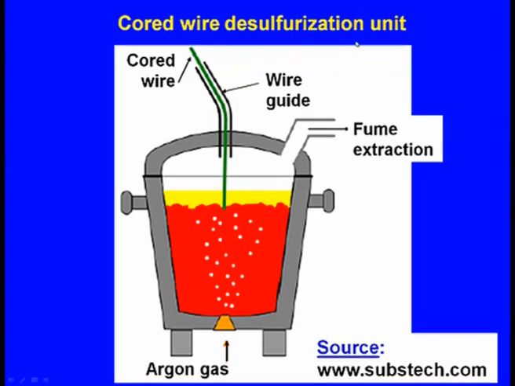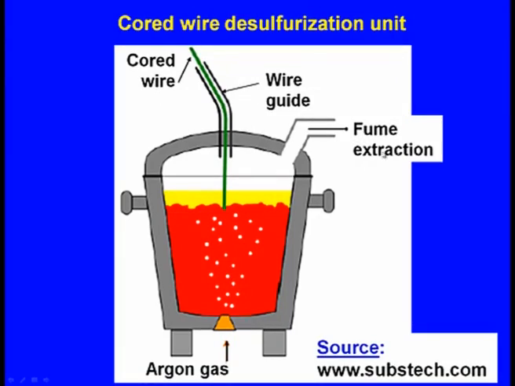Next one, this is the core wire desulfurization unit. Here we can see this is the liquid steel and this is the wire guide. Now here there is a core wire. This core wire carries the manganese powder along with it, and this core wire is continuously fed into the liquid metal.